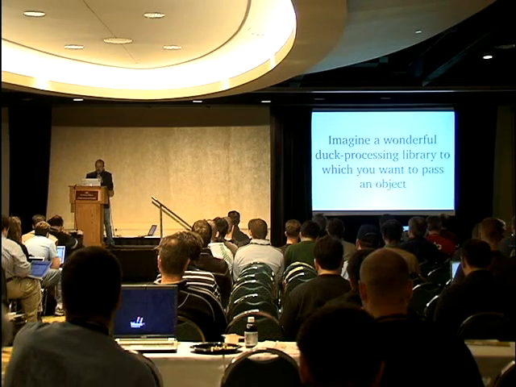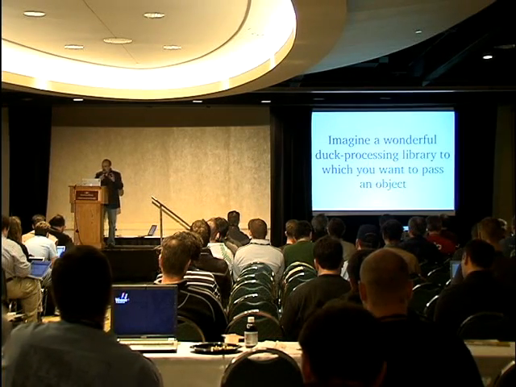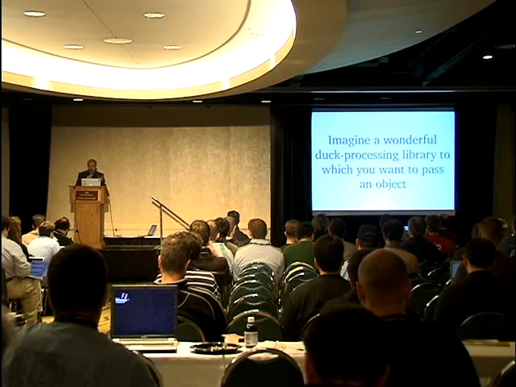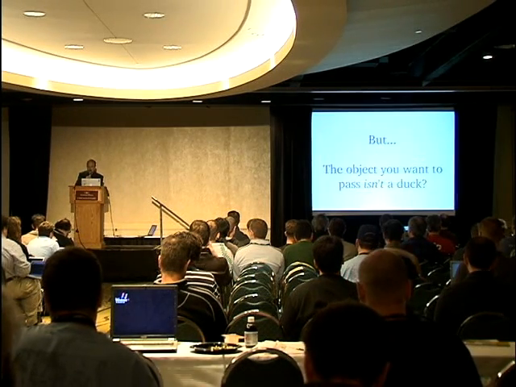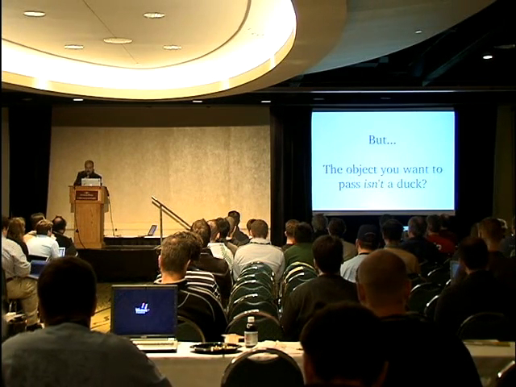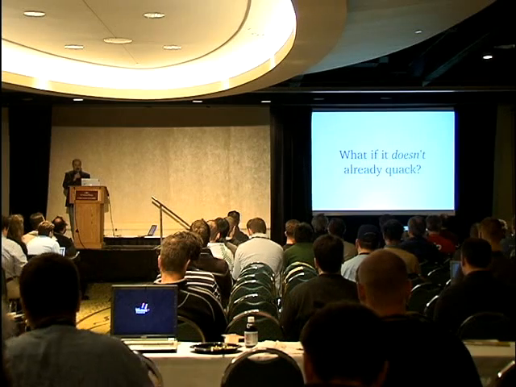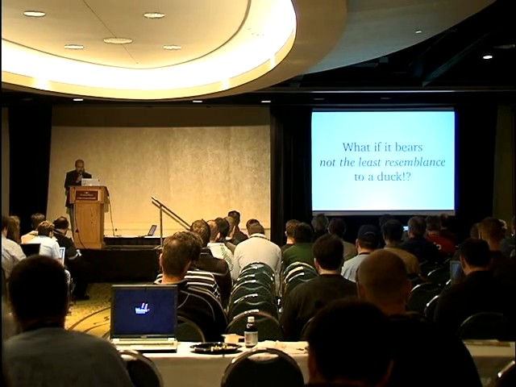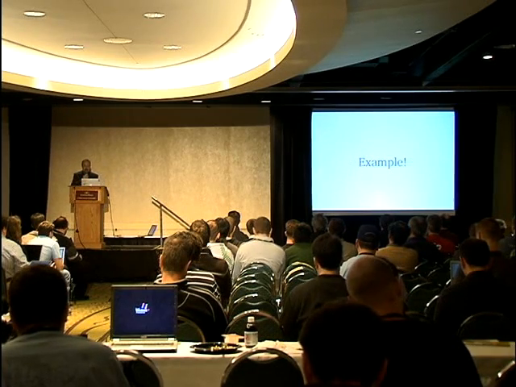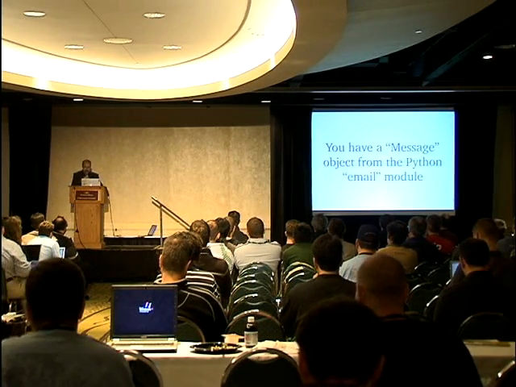All right. So now imagine that you've gotten hold of a wonderful duck processing library to which you want to pass an object. But the object that you want to pass isn't a duck. What if it doesn't already quack? What if it bears not the least resemblance to a duck? And I'm going to use a concrete example.